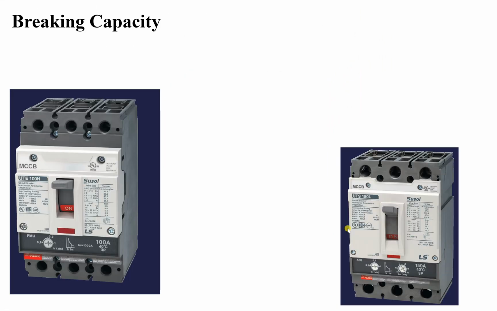Okay. Another thing that I would like to discuss is that if you look at a circuit breaker from manufacturers, you will find 100N. We said that 100 here represents the frame ampere. Here 150 frame ampere, or ampere frame to be more specific. And we have a letter here, L, and we have N. So what do these letters represent exactly?